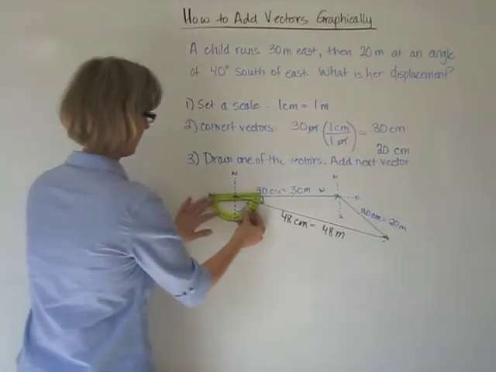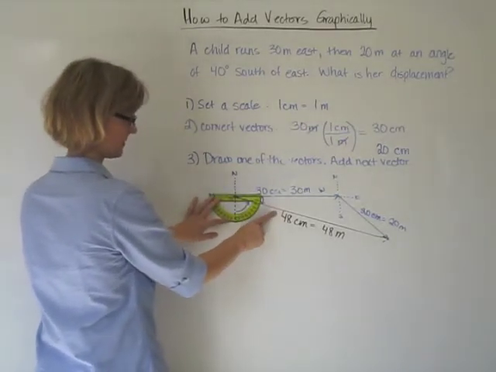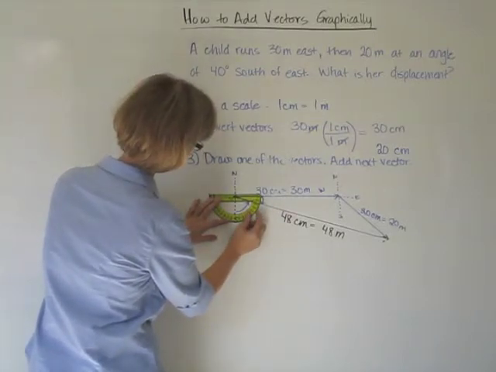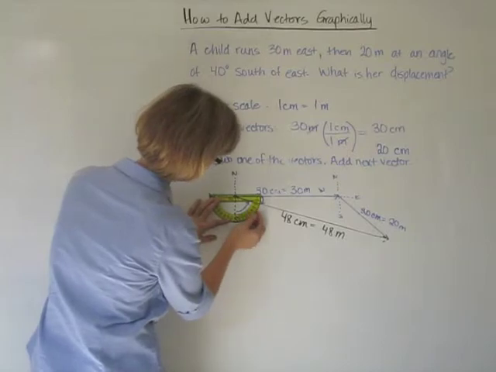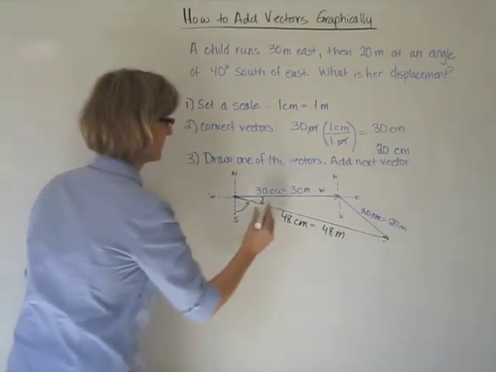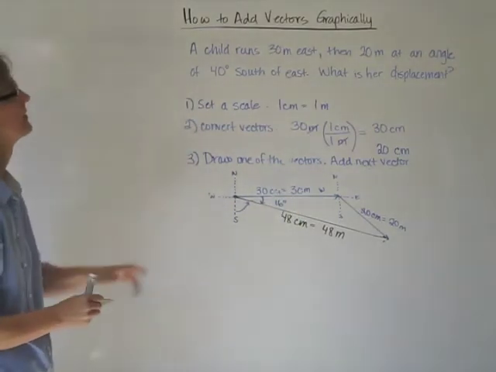So lining the protractor up on this point, we're looking for the direction of the resultant vector. So as I measure it, it looks like about 16 degrees. So now we're ready to answer the question.